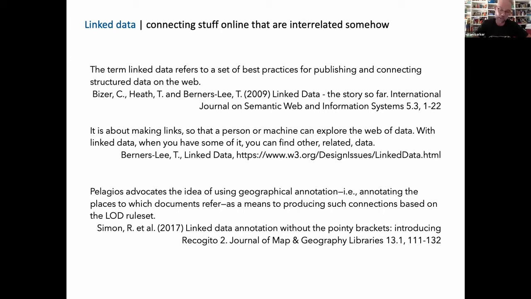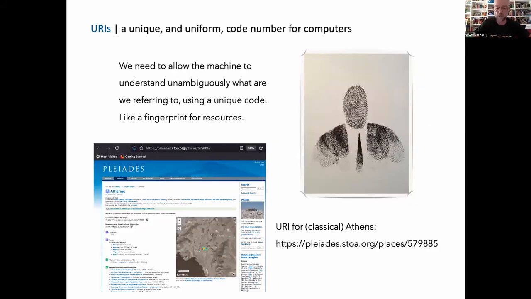By using semantic annotation, it's possible to connect stuff on the web that is somehow related to each other through some concept, a person, event, or place, for example. And it's the concept of place that I want to explore further as I come to draw this talk to a close. So this is a slide about the URI and a particular form of URI, looking at the Pleiades online gazetteer for the classical world. The URL there contains the URI, this disambiguating code number for the description of classical Athens.